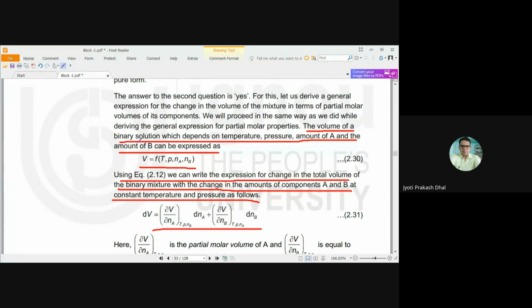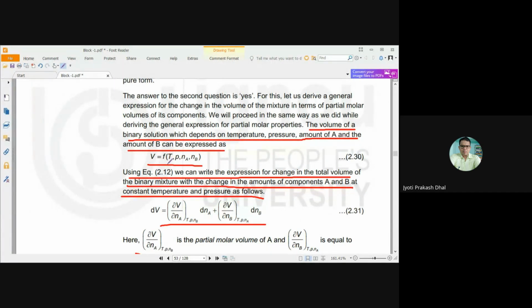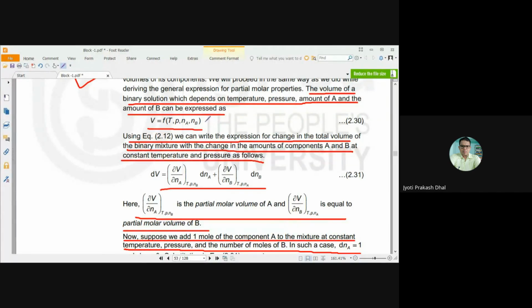So the volume of a binary solution is dependent upon the temperature and pressure. If we are considering a binary solution, volume is a function of temperature, pressure, and number of moles of A, number of moles of B, etc. So that is equation 30.